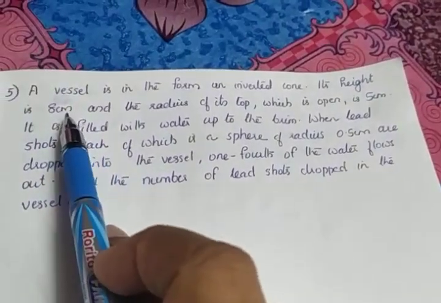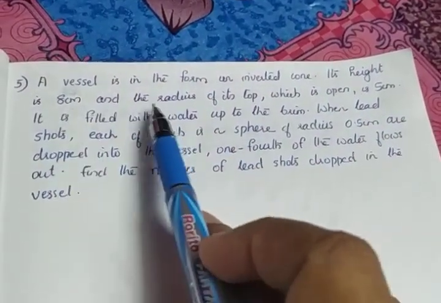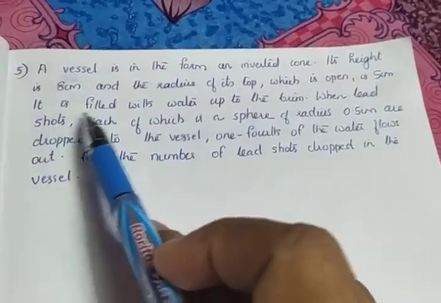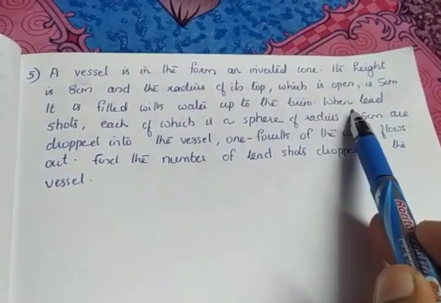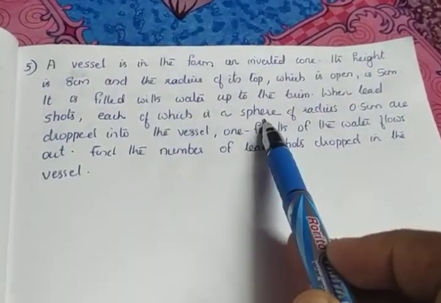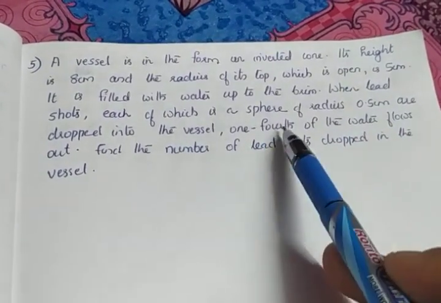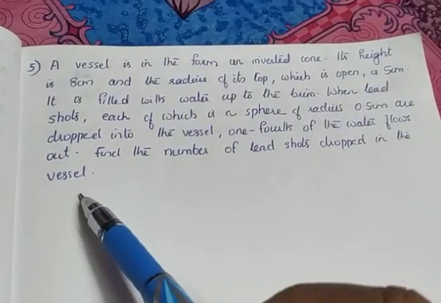So the next one: a vessel is in the form of an inverted cone. Its height is 8 cm and the radius of its top, which is open, is 5 cm. It is filled with water up to the brim. Brim means to the top. When lead shots, each of which is a sphere of radius 0.5 cm, are dropped into the vessel, 1/4 of the water flows out. Find the number of lead shots dropped in the vessel.